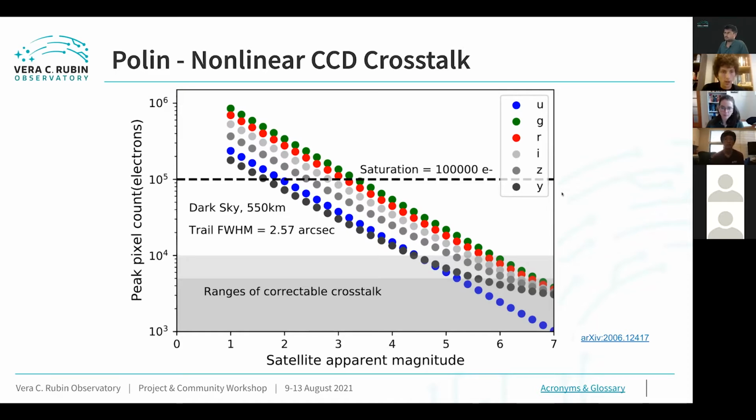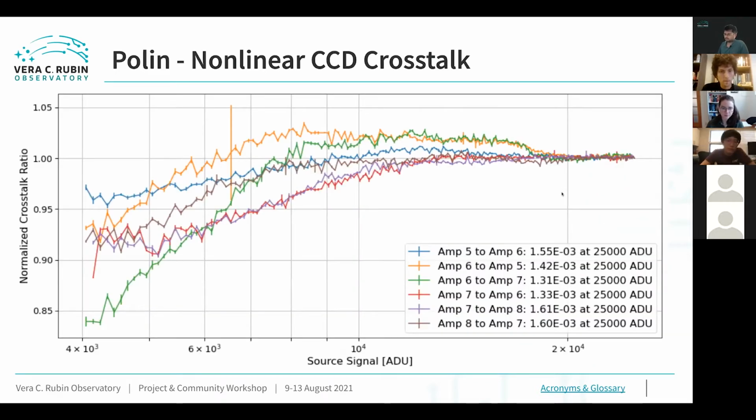So if we want to go to the next slide. What we do in our lab is we measure the crosstalk with the CCD in, and the crosstalk ratio is what this is. You take the measured output and you divide that by the injected main amplifier. And so on the y-axis here, we have normalized.